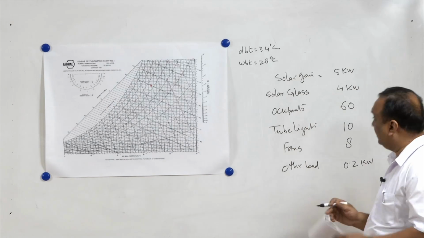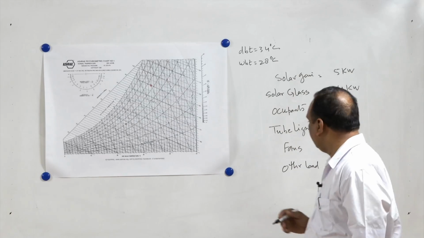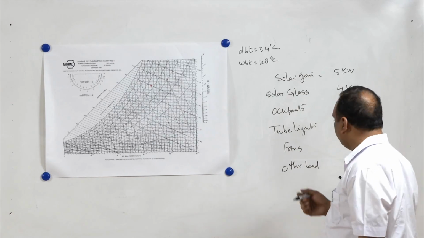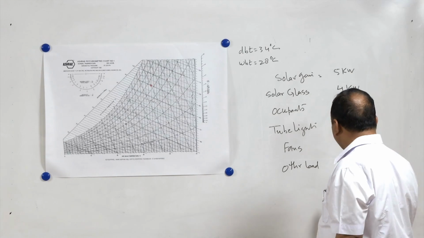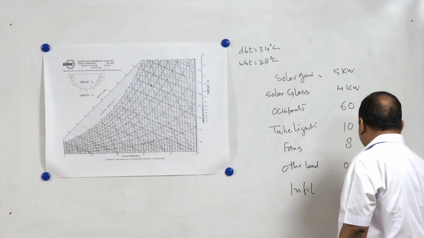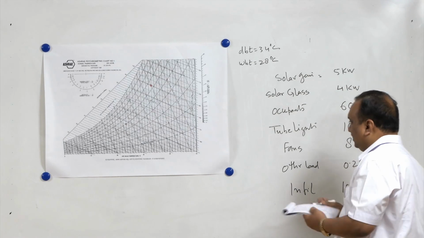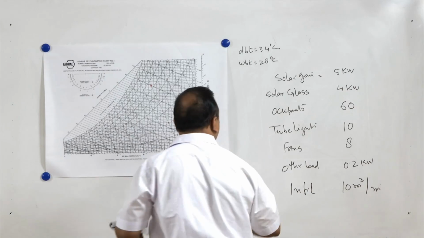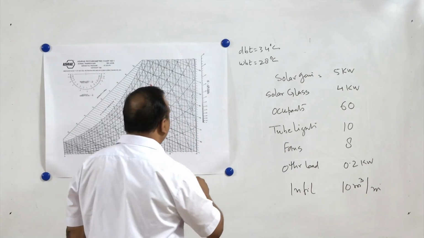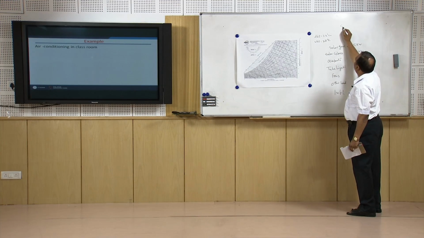And infiltration, because this is a classroom, so students will be frequently coming in and going out initially, and during the class also there will be a lot of infiltration. So, infiltration is 10 meter cube per minute. Now, I have to find how much load is coming into the classroom. First of all, I will classify solar heat load, sensible heat and latent heat.